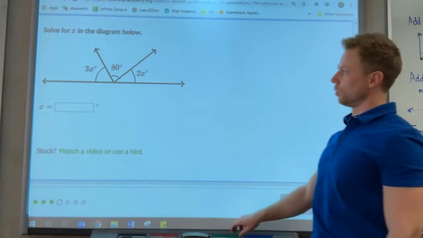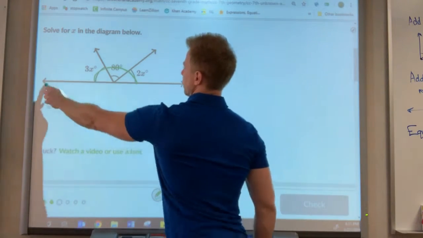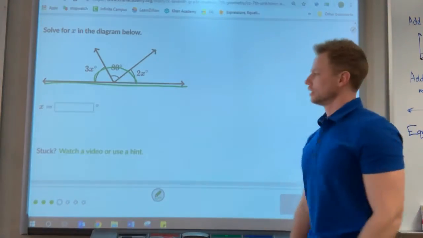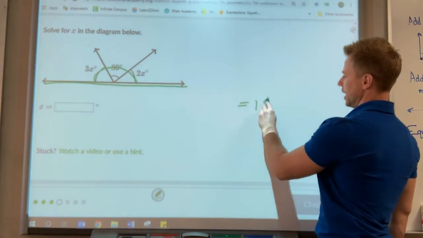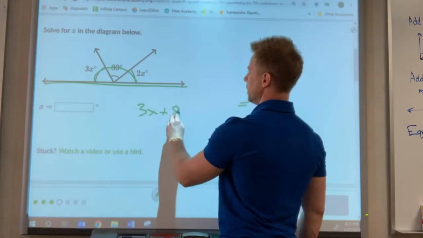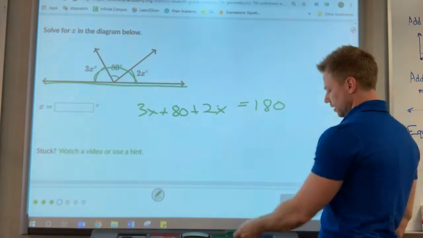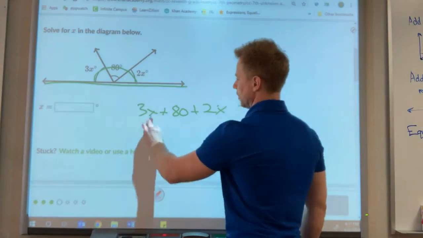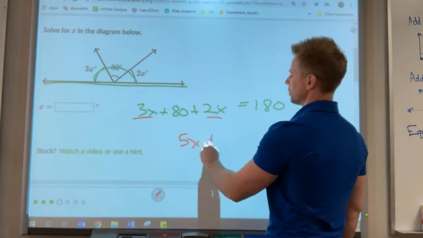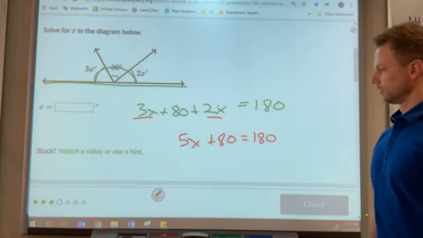Let's do just one more. So all 3 of these angles together makes a straight line. That means that they are supplementary. Definition of supplementary is that they add up to 180. So 3x plus 80 plus 2x equals 180. Now we're going to combine some like terms. Our x's, 2x and 3x makes 5x. So we have 5x plus 80 equals 180.